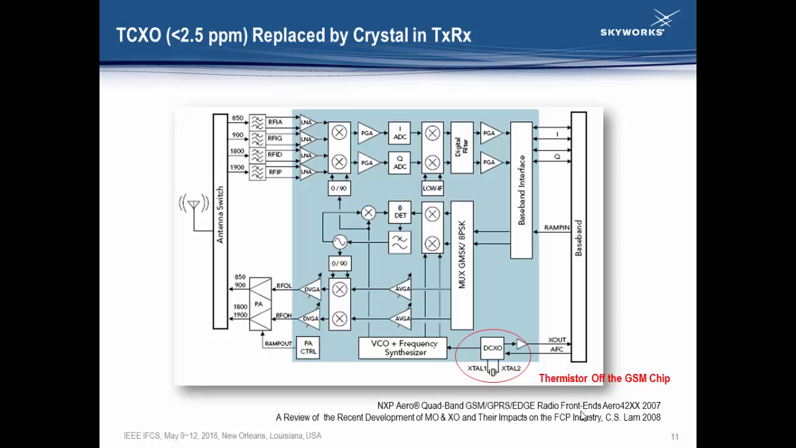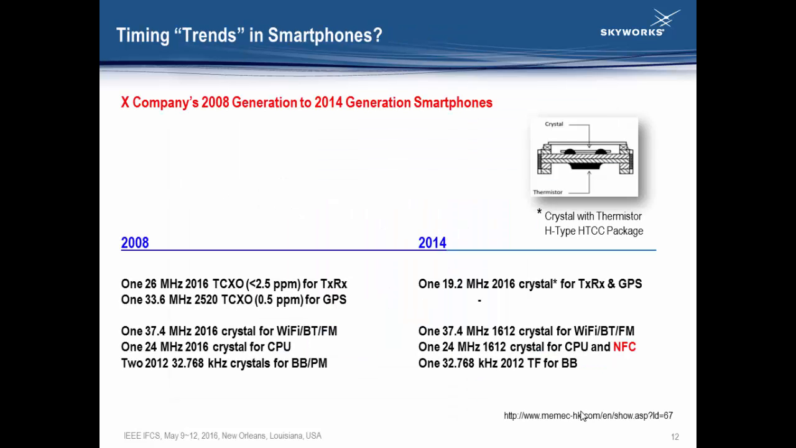And of course, to do that, you need to have a thermistor close to the crystal also. So if you look at this, this is a crystal, and next to it, there's a thermistor to sense the temperature. But it still uses just the crystal. But of course, nowadays, some of the newer generation of smartphones don't have any TCXO inside. They still use a crystal, a single crystal to drive both the transceivers and the GPS.